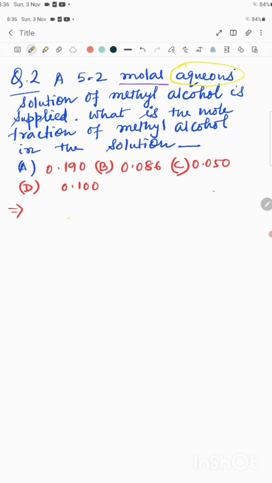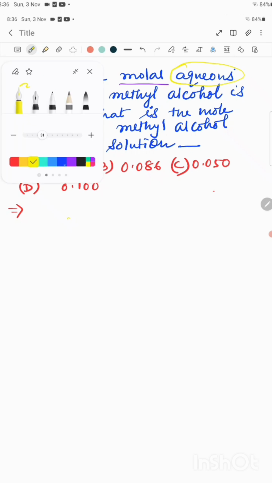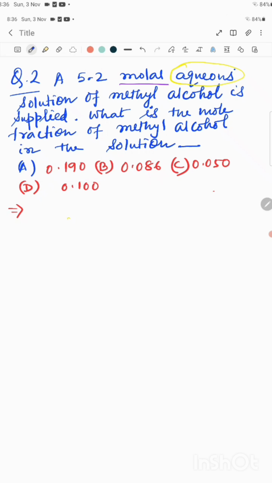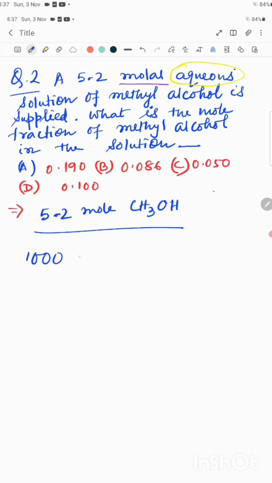Yes, aqueous means water. So actually the meaning of this is that 5.2 mole of methyl alcohol, that means CH3OH, is present in 1000 gram of water.